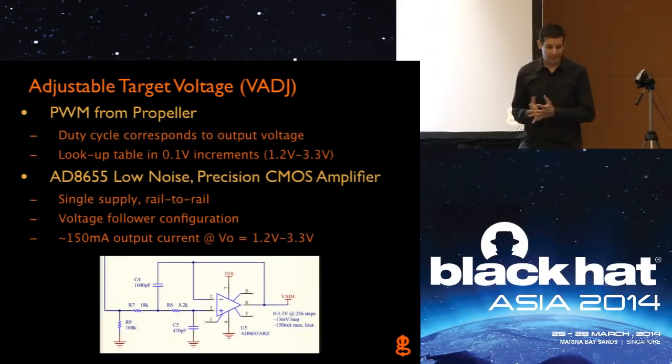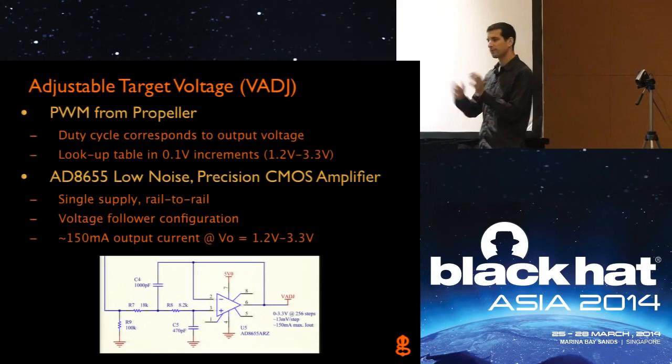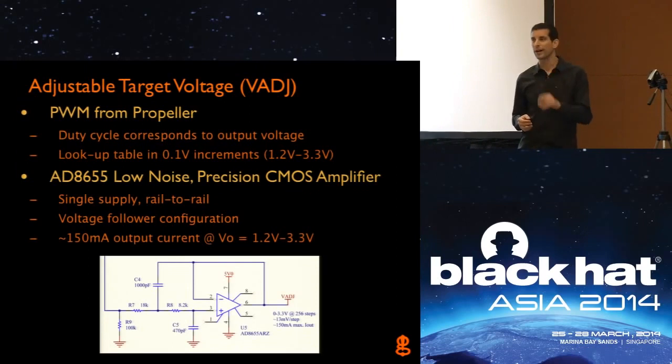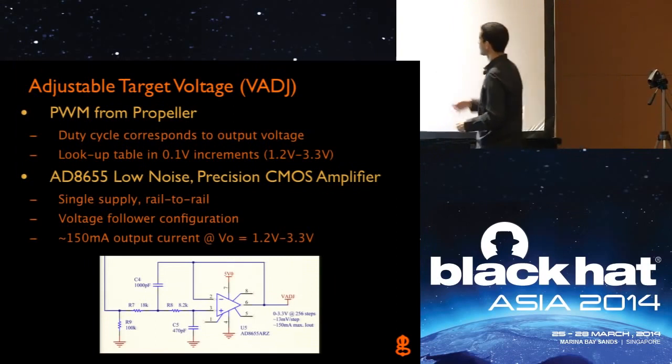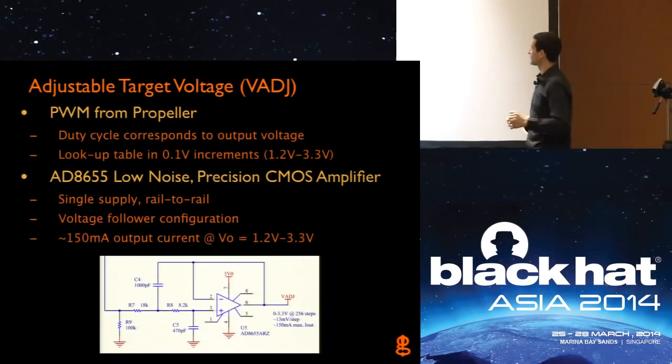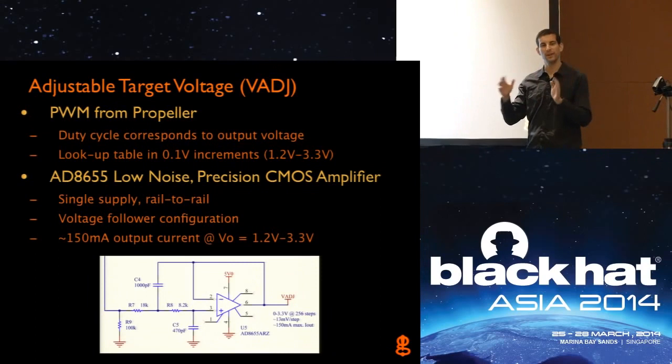Okay, so the adjustable target voltage. I needed some way to create an adjustable voltage that we can connect to different targets. So what I'm using is a pulse width modulated signal, PWM, on one output line of the Propeller. Basically the duty cycle of the PWM corresponds to the output voltage. I have a lookup table with different duty cycles that I've measured, along with the resulting voltage. Now we have 0.1 volt increments from 1.2 to 3.3 volts, depending on target voltage.